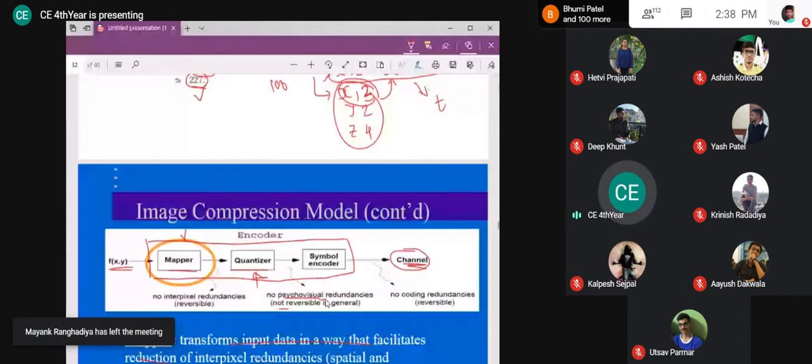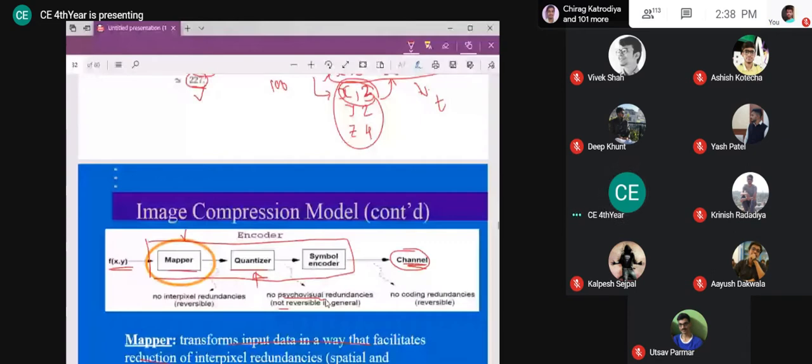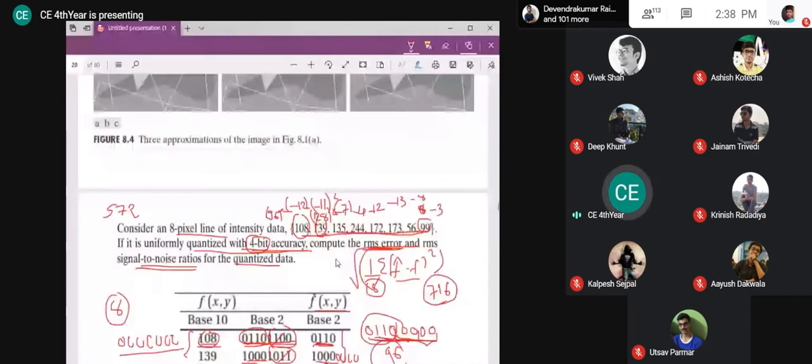The output of this will not have any irrelevant information. Here, the output will not have any interpixel redundancies, and it is not a reversible process here. It is a reversible process here. After that, the third step is symbol encoding. It removes the third type of redundancy, that is coding redundancy. Here we encode our symbols using variable length codes. Suppose we have taken 87 as one type of code. Then here, if you can recall, 87 was there.